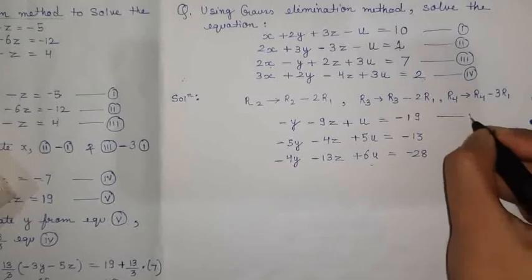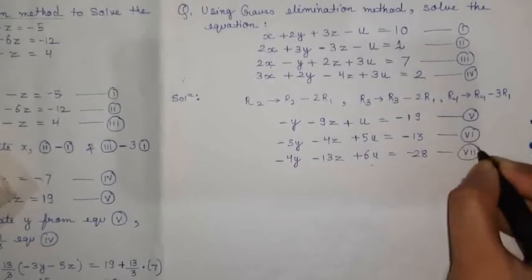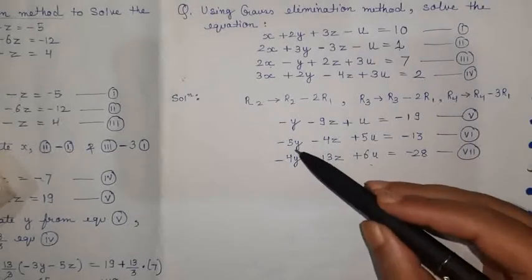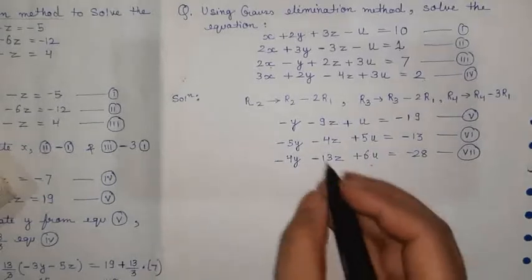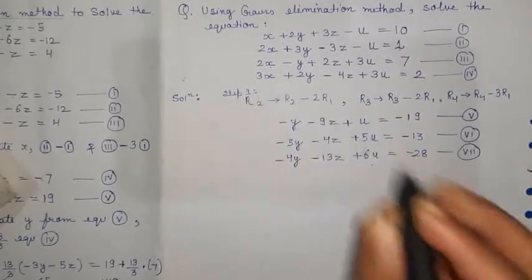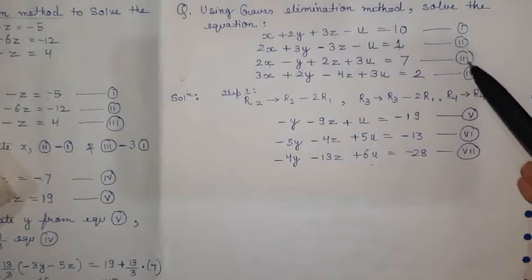So now these equations are our fifth equation, sixth equation and seventh equation. Now again we have to eliminate y from the equations. This is our step 1. Step 1 is this only, to eliminate x from the second, third and fourth equations.